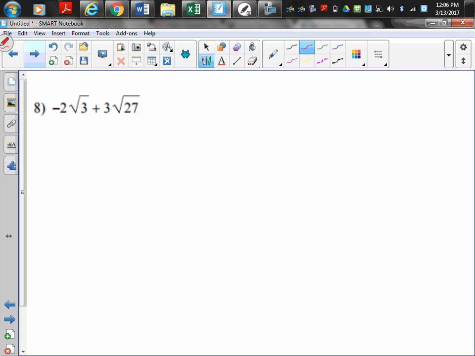Now, I have negative 2 square root of 3 plus 3 square root of 27. They're not the same. So the first thing you have to do is go back to the factoring. So we have negative 2 square root of 3. 3 cannot factor, so that's as low as that one can go. So we have 3 square root of 27.